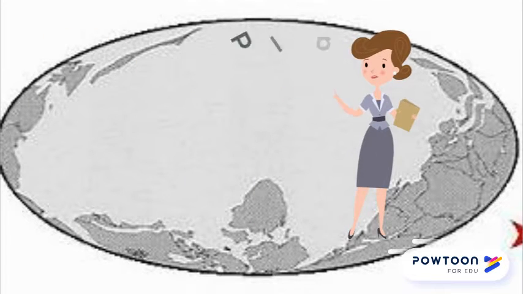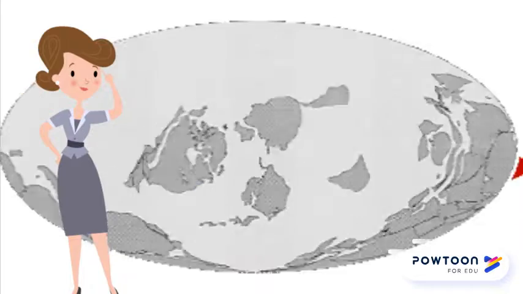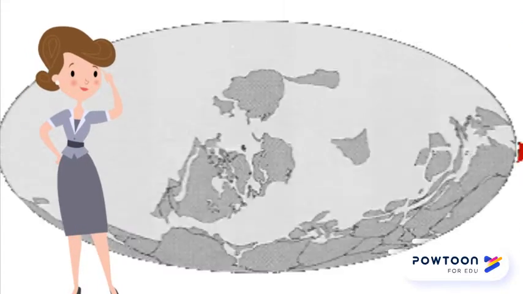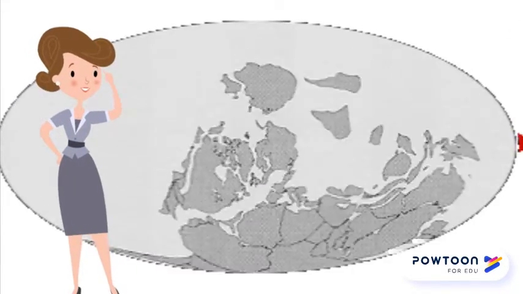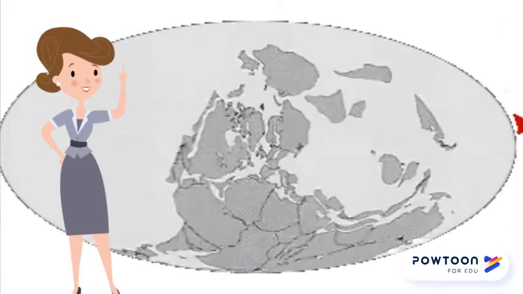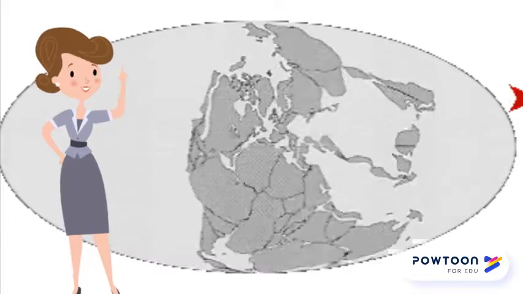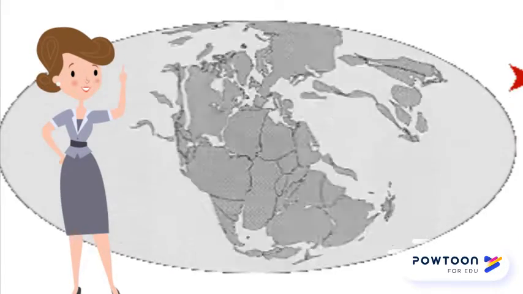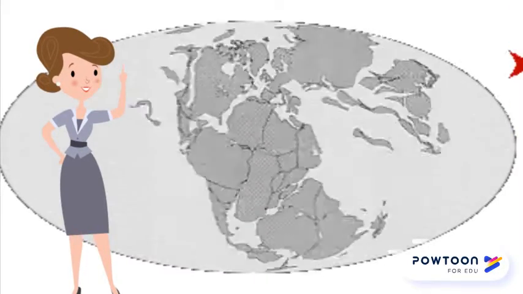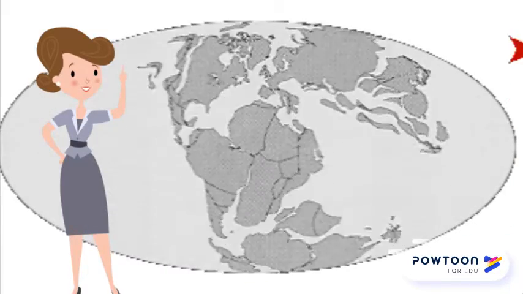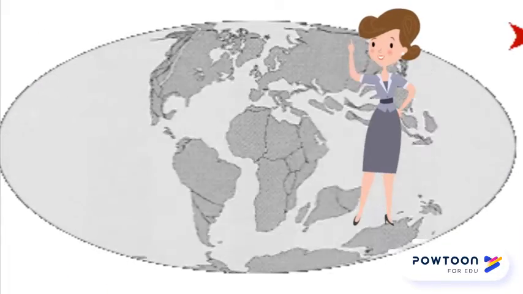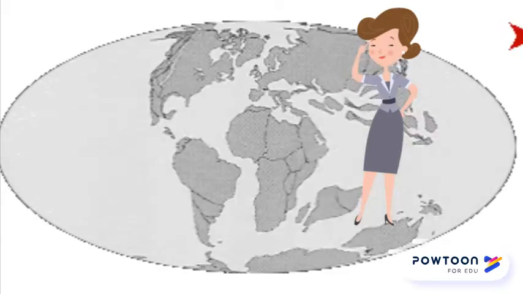Now let's look at plate movements. The tectonic plates move very slowly along the edges. These edges are called the plate margins or plate boundaries. Tectonic plates move about the same speed that your fingernails grow. That's almost 3 centimeters a year. In geological time, that's very fast.